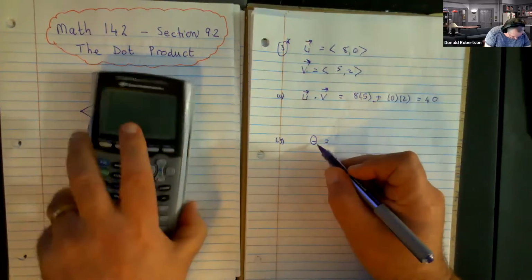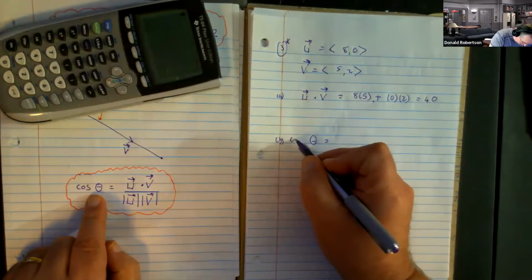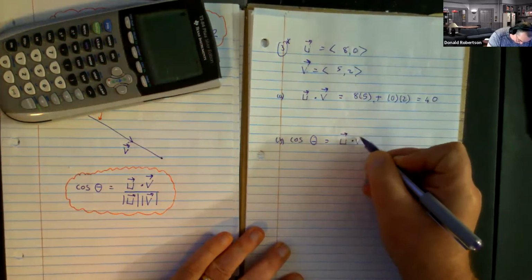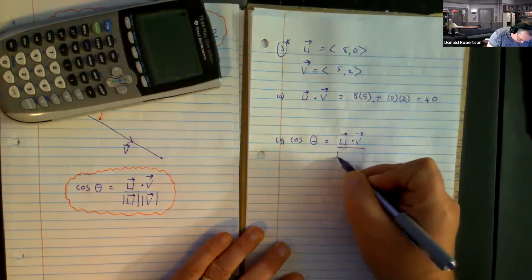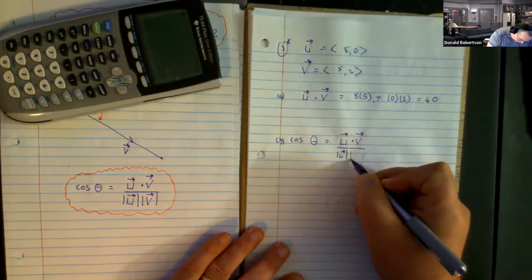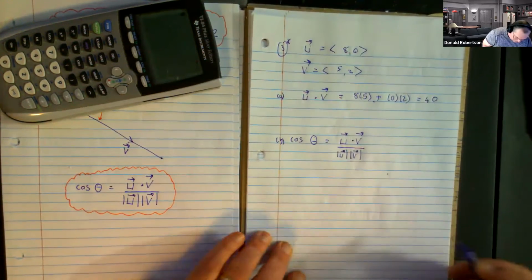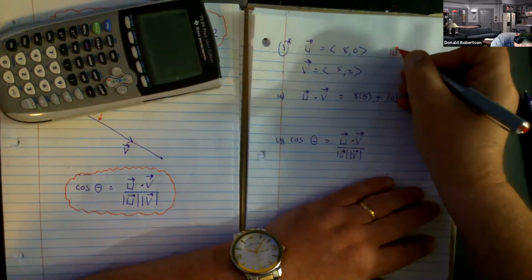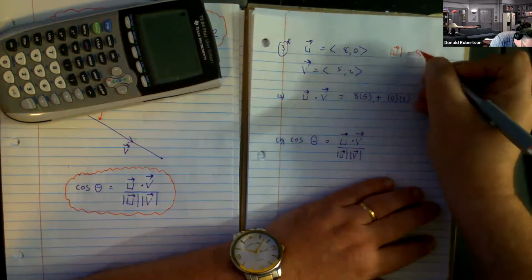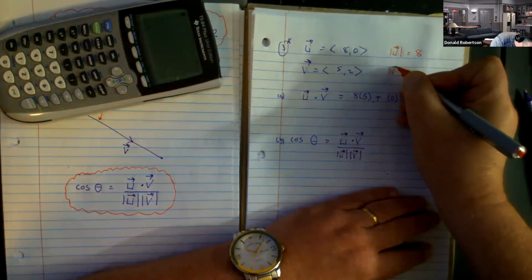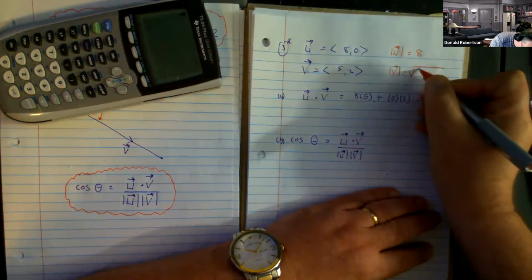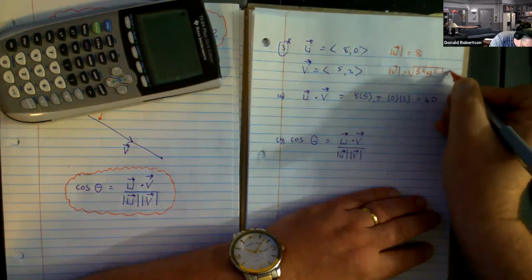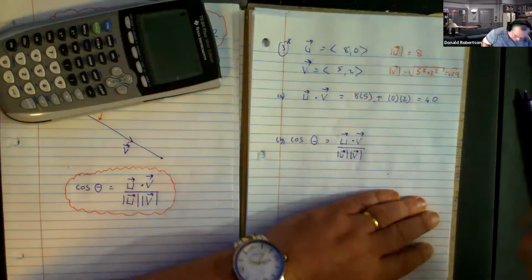Now, if you want to get theta, we're going to use this formula. So the cosine of theta is the dot product, which we've already found, divided by the magnitude of each vector. So we're going to do that. The magnitude of this vector is 8. And for this one, it's going to be 5 squared plus 2 squared, which is the square root of 29.